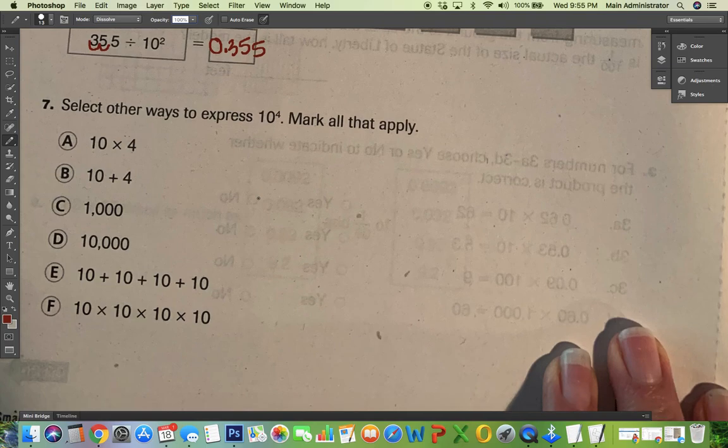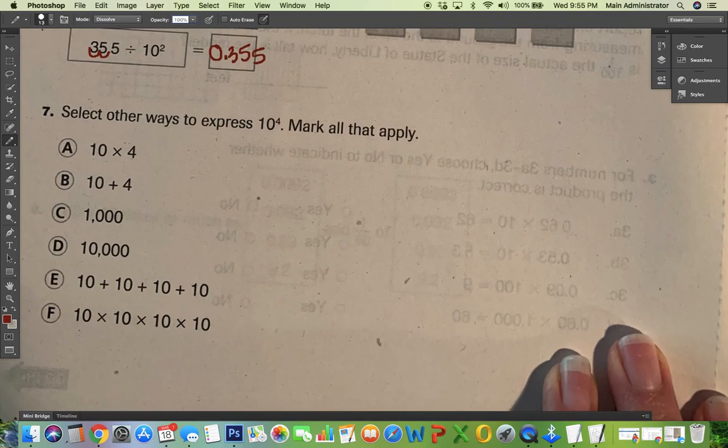All right, let's move on to number 7. Select other ways to express 10 to the 4th power. Mark all that apply. 10, and this tells me how many zeros there are supposed to be. So 1, 2, 3, 4 should look like that. I put my comma there. Could also look like, how many times would I write 10? I'm going to write it 4 times. 10 times 10 times 10 times 10, because that would equal 1, 2, 3, 4. Yep, that would equal the same thing.